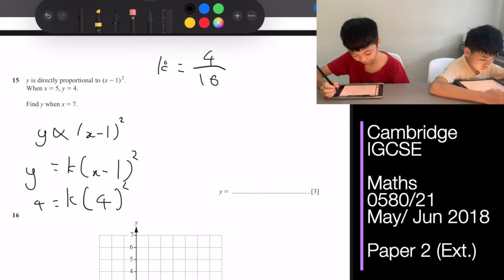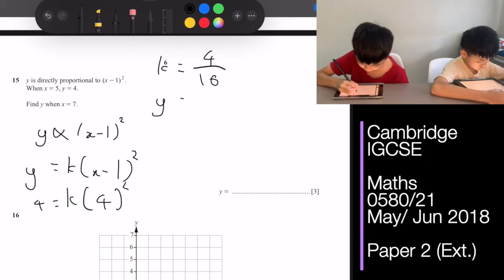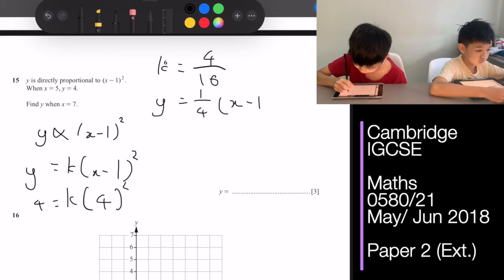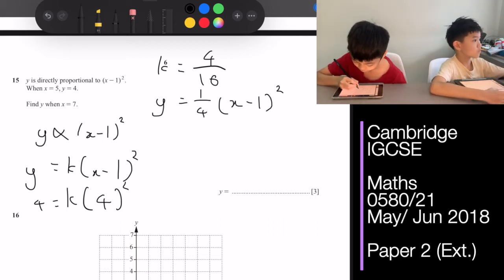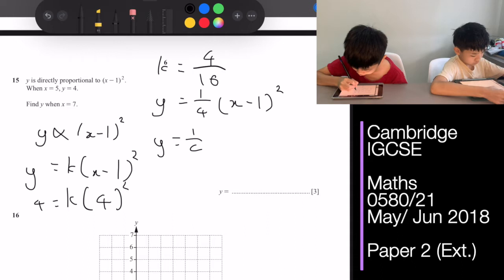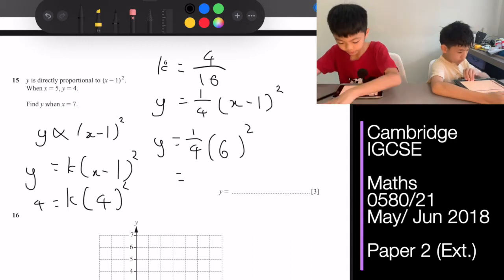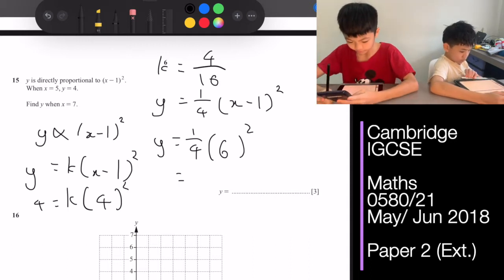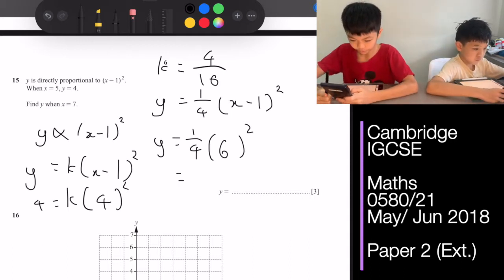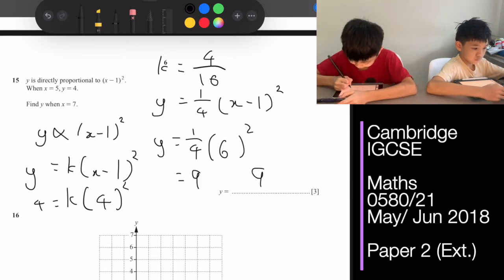Okay, so now that we found k, y equals 1/4 of (x minus 1) squared. y equals 1/4 times 6 squared, then you calculate that. 6 squared divided by 4 is 9. So y is 9.